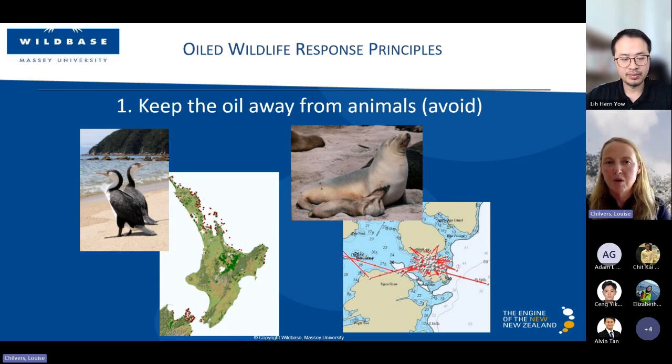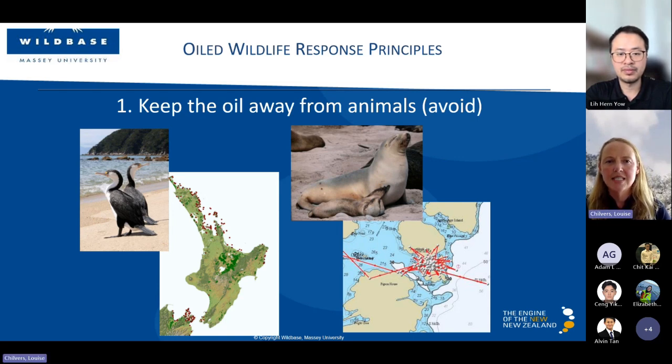The first aim of an oiled wildlife response is always to keep oil away from animals, so to avoid oiling in the first place. That can be done by working with operations teams, booming off areas so that oil doesn't get into areas where animals breed. It involves your oiled wildlife component because we are the people who have the expertise of where those animals are, where the important areas and the sensitive sites are, and understand how to boom them off or to avoid and stop the oil going into those areas. So step one is always keep oil away from the animals if possible, avoid.